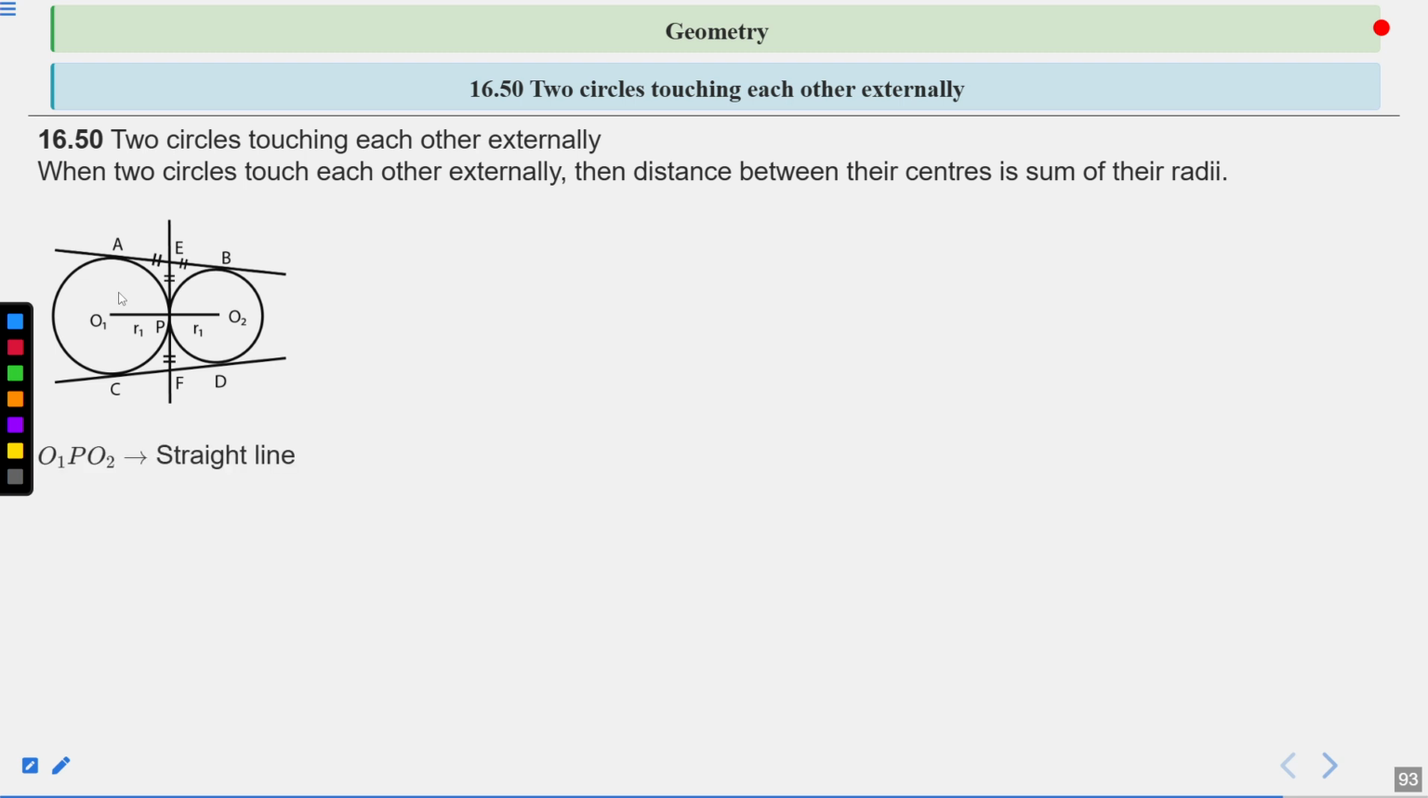So O1 P O2 is a straight line. The maximum number of common tangents is 3 when two circles touch each other externally. Now we can say that AB equals CD equals EF. Next one.